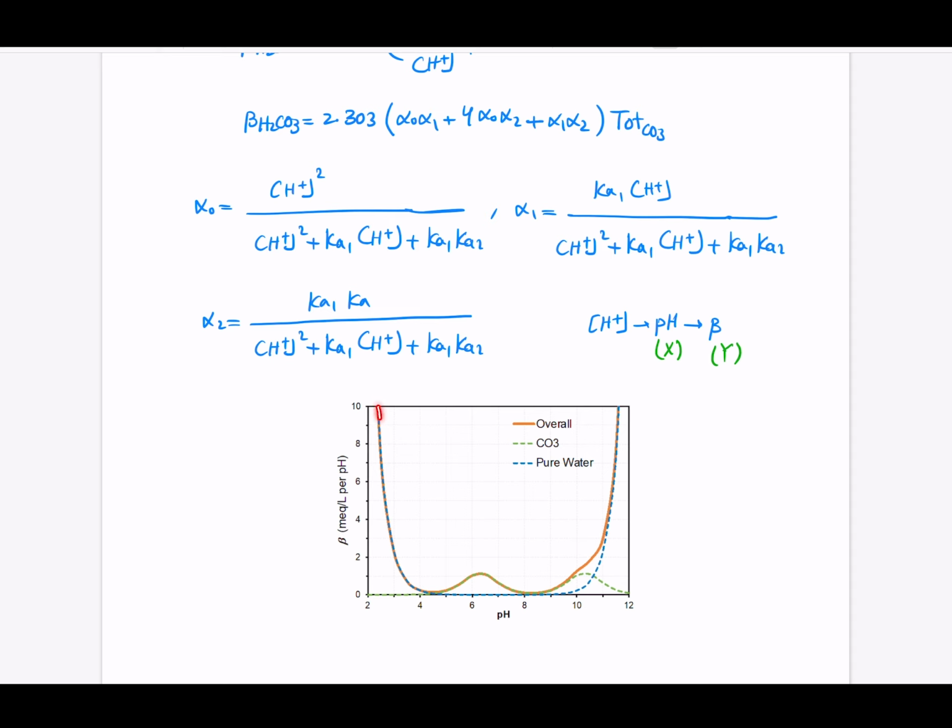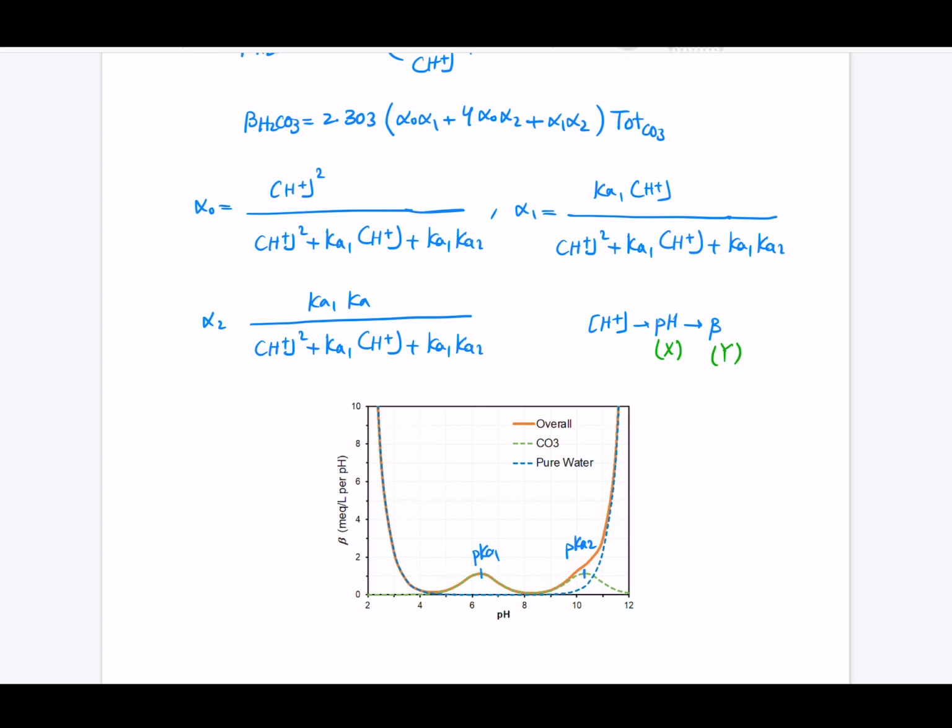So if we do it for pure water, similar to the previous case, it would be something like this one. If we do it only for carbonic acid, this guy, then it would be something like this one. As you see, it's max near the pKa. So this is pKa1 and this is pKa2. And then when we mathematically combine the two values, this would be the orange line, something like this one.